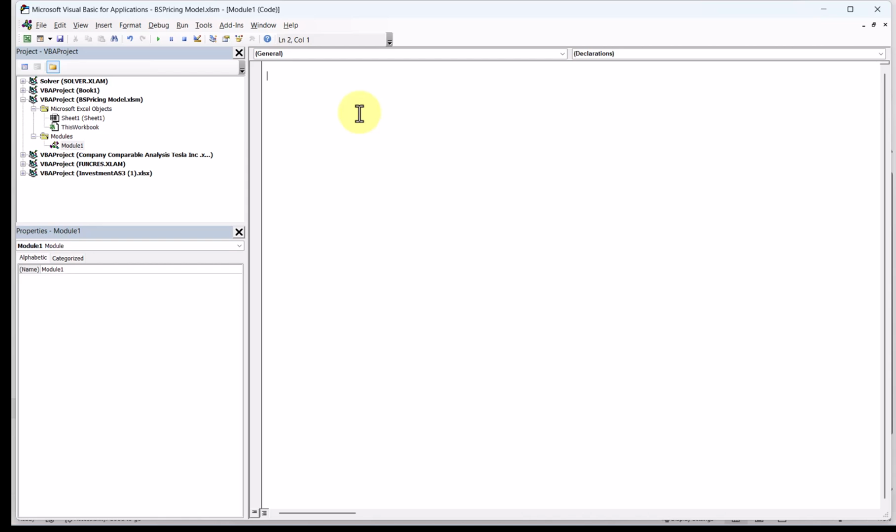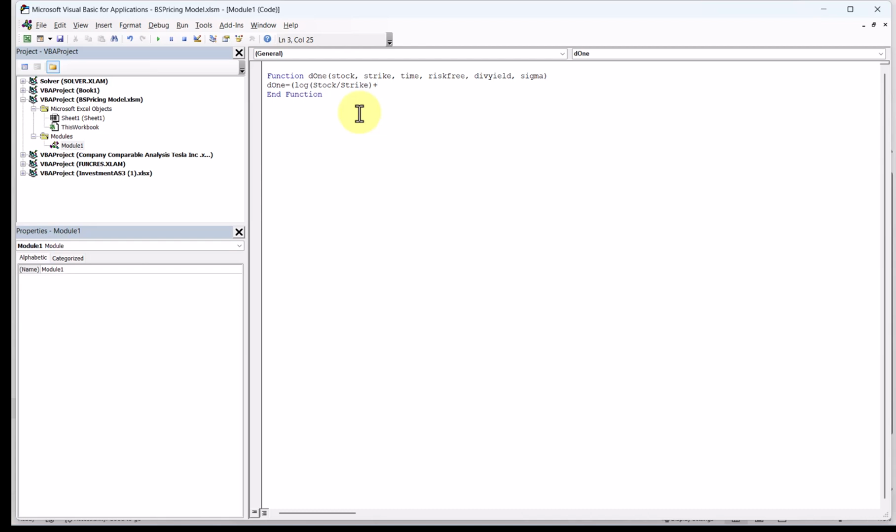The first function I'm going to create is for the D1 in our calculation. So I'm going to put it out here, function D1, and then open parentheses. I need to declare my variables now, so I'm going to put in stock for my stock price, strike for my strike price, time, risk-free for my risk-free rate, div yield for my dividend yield, and then sigma for my volatility measure.